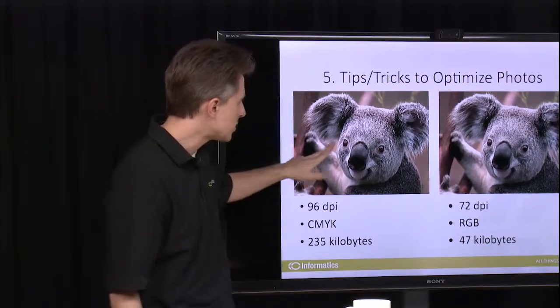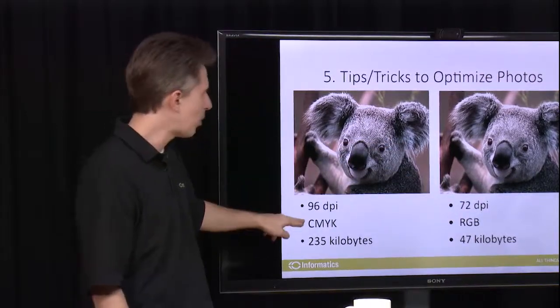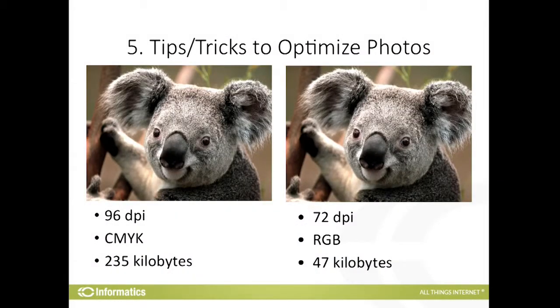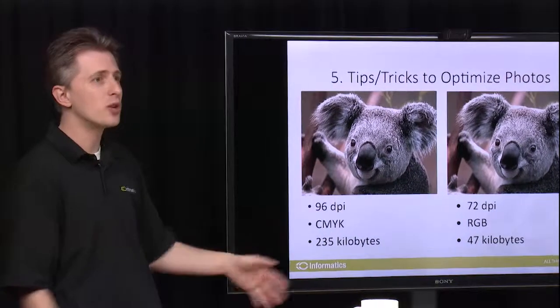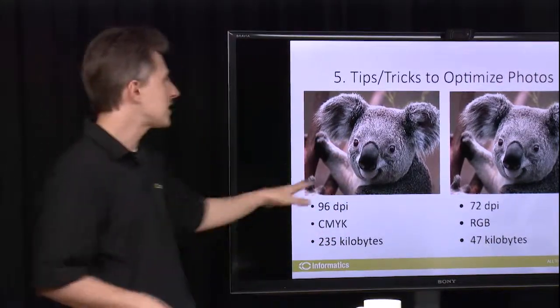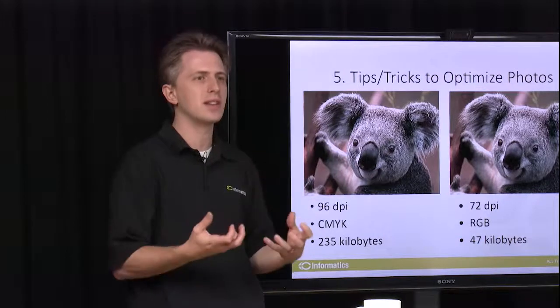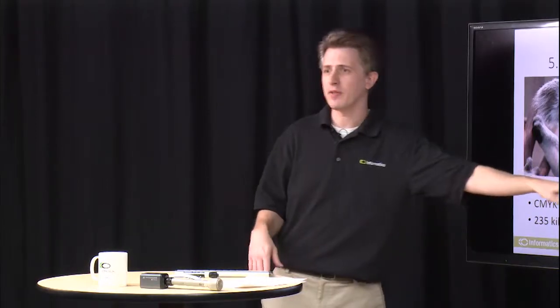So as you can see, this one's 96, this one's 72, CMYK, RGB, this one's 235K, this one's only 47K, and you really don't see a difference. I mean, you could get up here and I could probably pick out exactly where the differences are, but that's a huge size difference on your website. If you want your pages to load fast and you want them to load good, this is the type of stuff you want to think about.